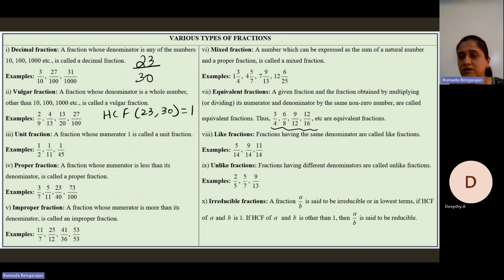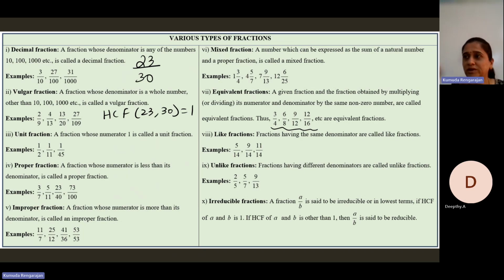Given a fraction, if the HCF of the numerator and the denominator is 1, that means what? The numerator and the denominator don't have anything in common other than 1. So you cannot simplify it. You cannot cancel by the same number other than 1. If you cancel by 1, you'll get the same fraction.